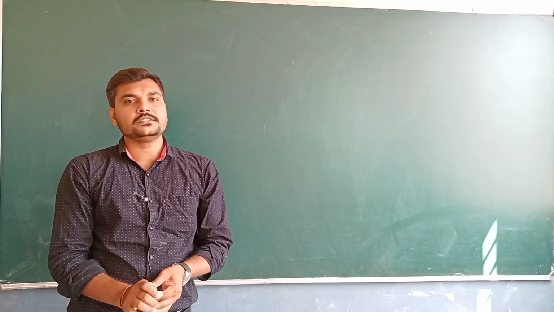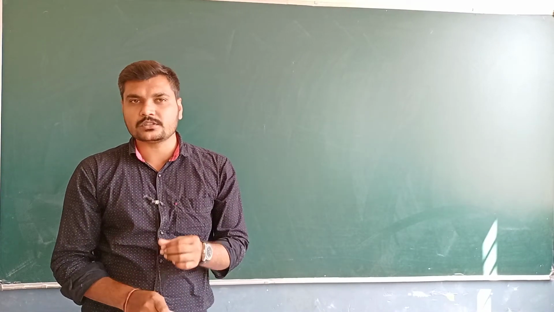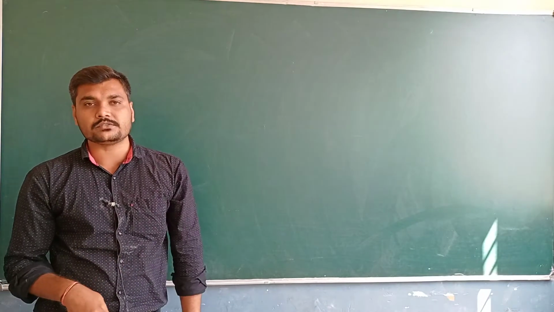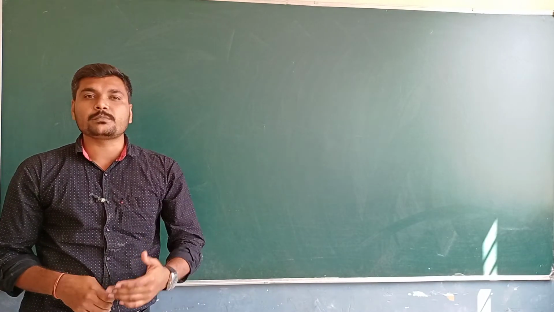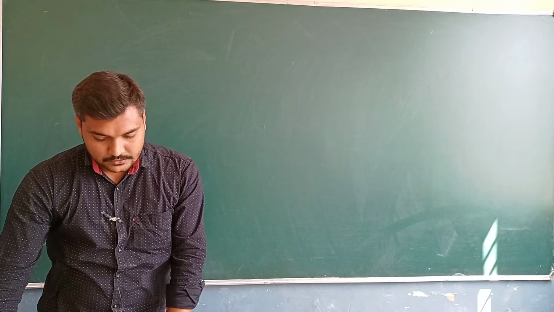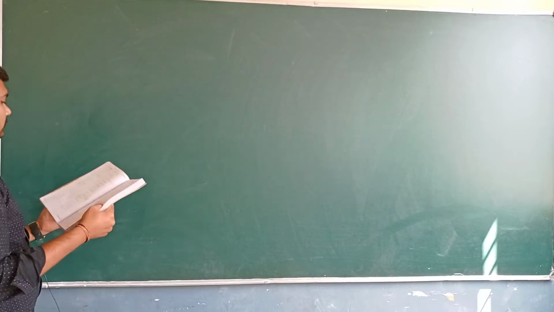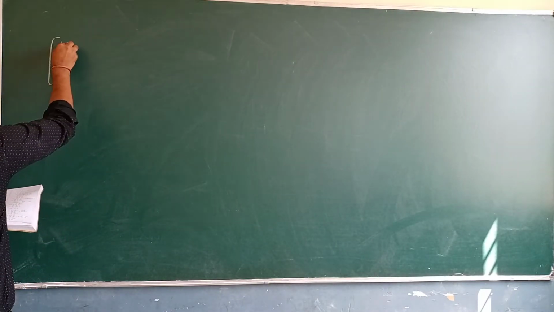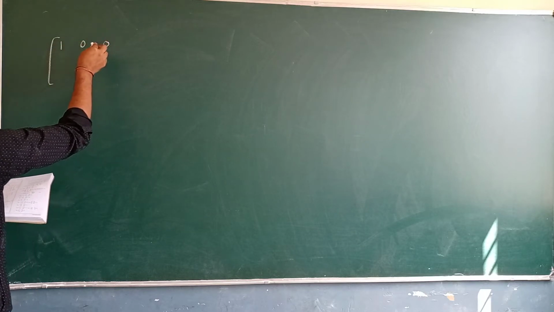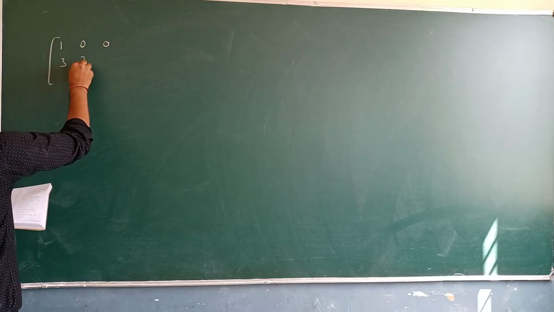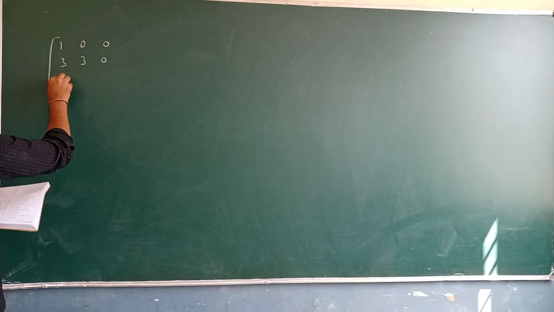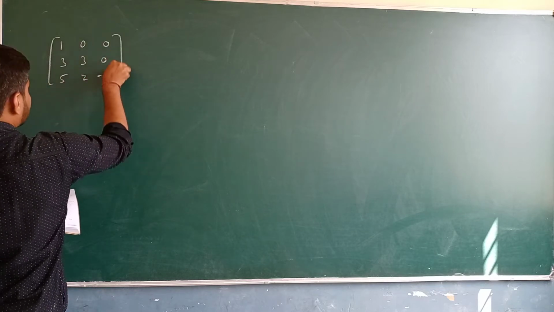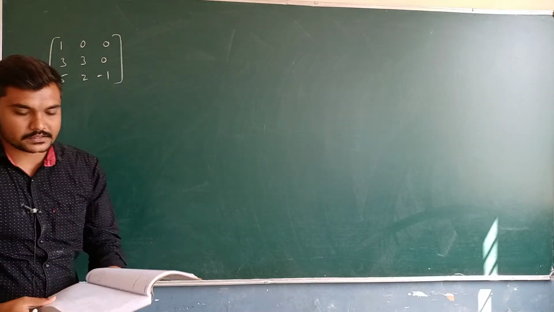So hi everybody. In the previous video we discussed how to find the inverse of a matrix, and I am going to complete some more problems on those topics. Find the inverse of the following matrices. That's going to be 1 0 0, 3 3 0, 5 2 minus 1. This is the given matrix of order 3 cross 3.